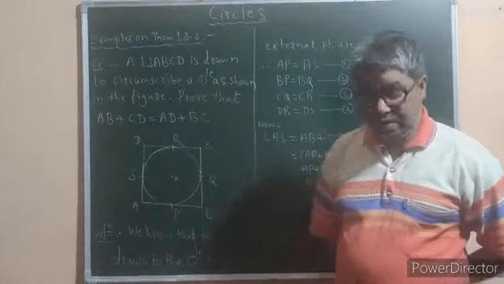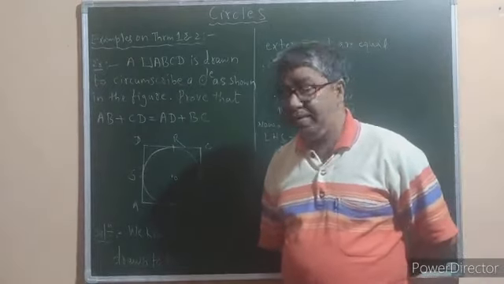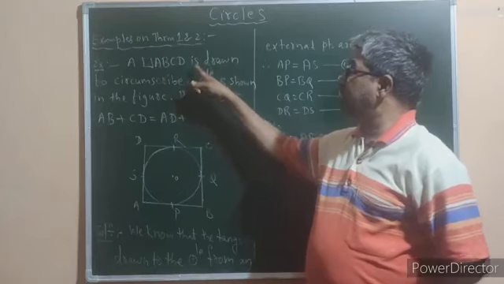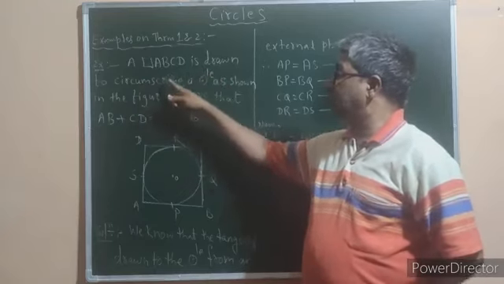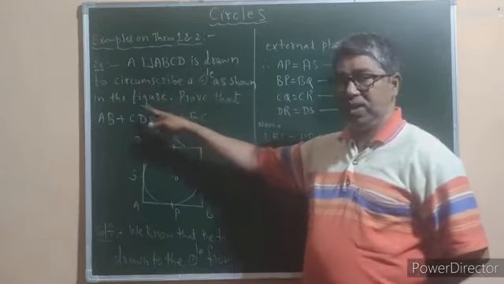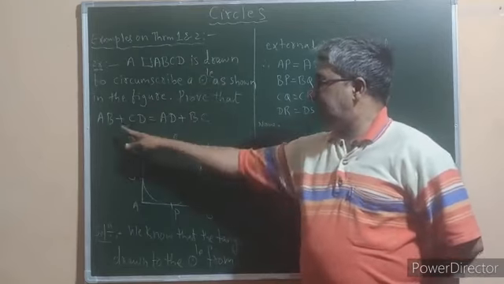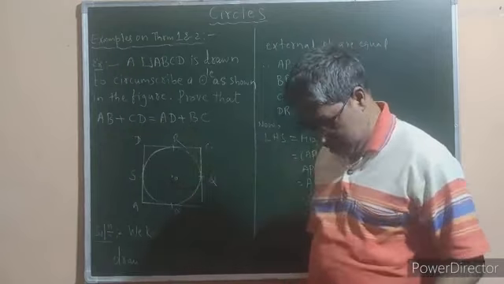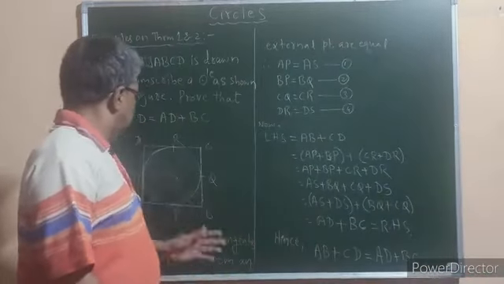Coming to a very important and a very interesting example. A quadrilateral ABCD is drawn to circumscribe a circle as shown in the figure. Prove that AB plus CD is equal to AD plus BC. So this is the example.